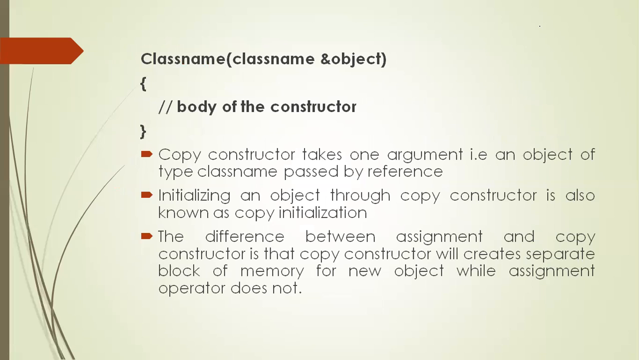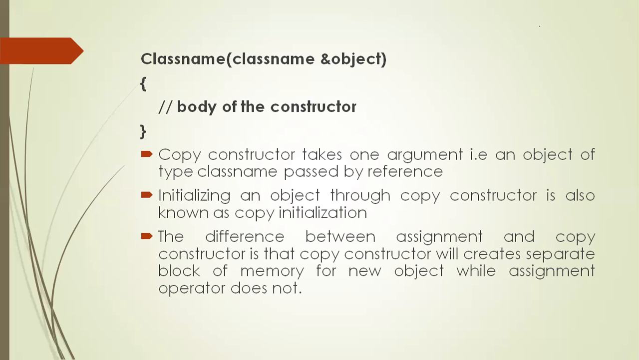So this is how a copy constructor is defined. Class name, inside bracket, class name and object name. Because every constructor has the same name as the class name, here the class name is the constructor name. Inside the bracket, you have to pass one object as a parameter with the address of that object. Then the body of the constructor. So a copy constructor takes only one argument, which is nothing but an object of the corresponding class. Initiating an object through copy constructor is also known as copy initialization.